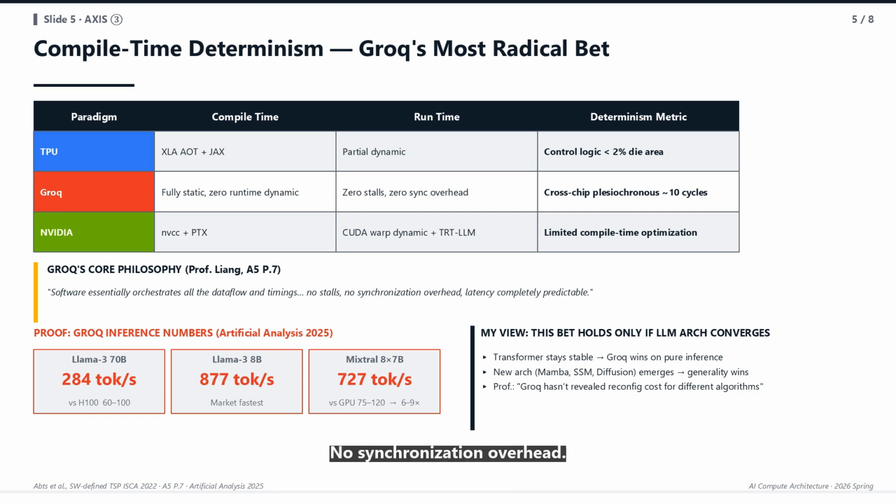No stalls. No synchronization overhead. Latency completely predictable. How predictable? Cross-chip plesiochronous link. Vector latency is deterministic down to 10 cycles. And the numbers prove it. On Llama 3 70B, Groq runs 284 tokens per second, while H100 does 60 to 100. On Mixtral, Groq beats GPU by 6 to 9 times.